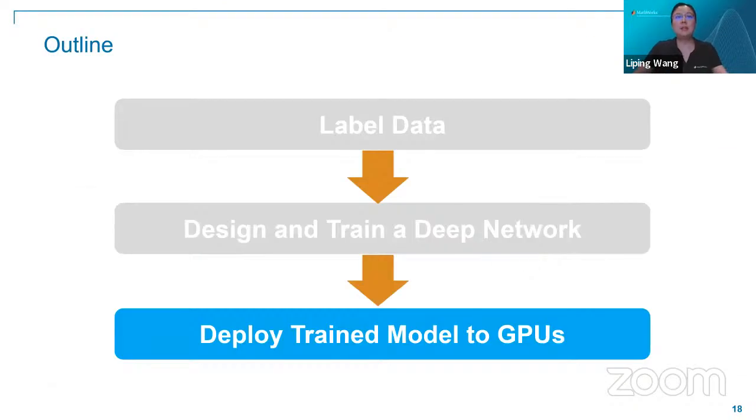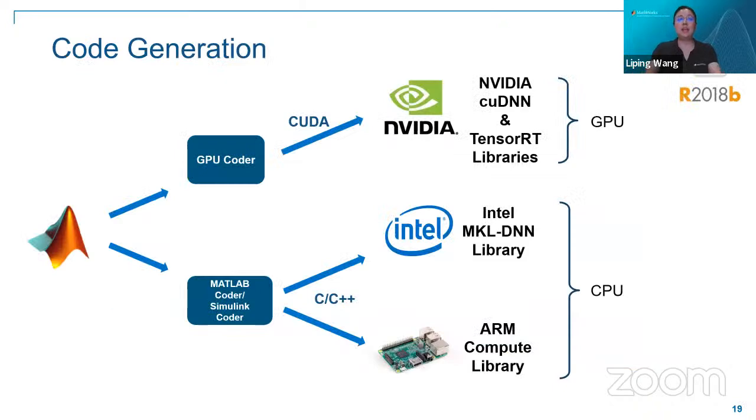Then the last step is how to deploy the trained model to hardware. In MATLAB, we provide coders called GPU Coder, MATLAB Coder, and Simulink Coder, which can automatically generate CUDA and C or C++ code. This code can then be deployed to hardware like NVIDIA GPUs, Intel CPUs, or ARM CPUs.